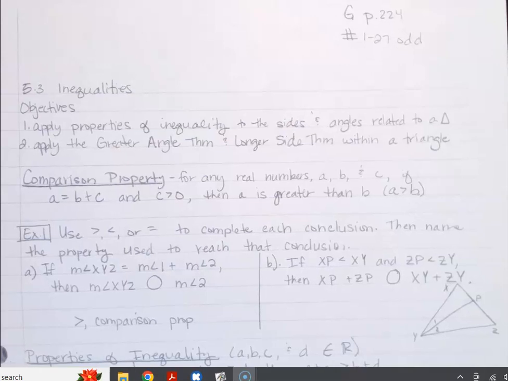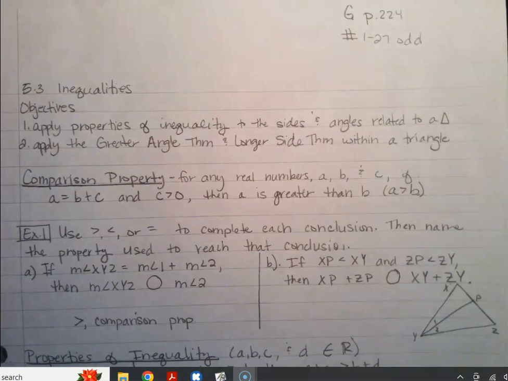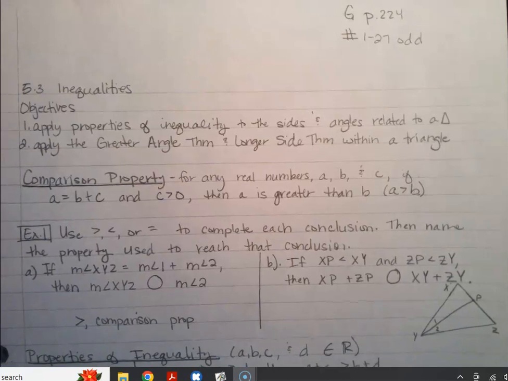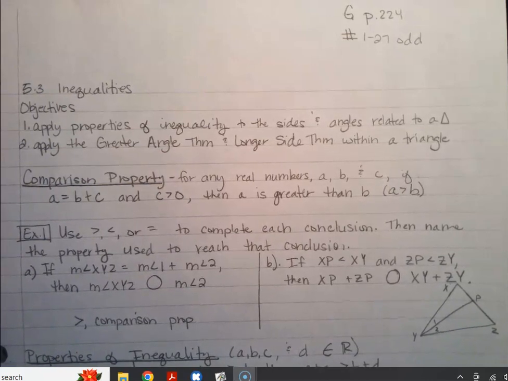Okay, so today we're doing 5.3 and we're looking at inequalities in some geometry. So kind of some fun stuff. First thing we're going to do is apply the properties of inequality to the sides and angles related to a triangle. And two, we're going to learn two new theorems and apply those. So we're going to apply the greater angle theorem and the longer side theorem within a triangle.